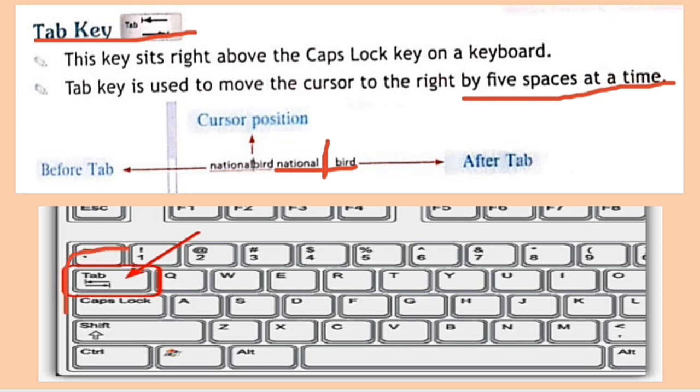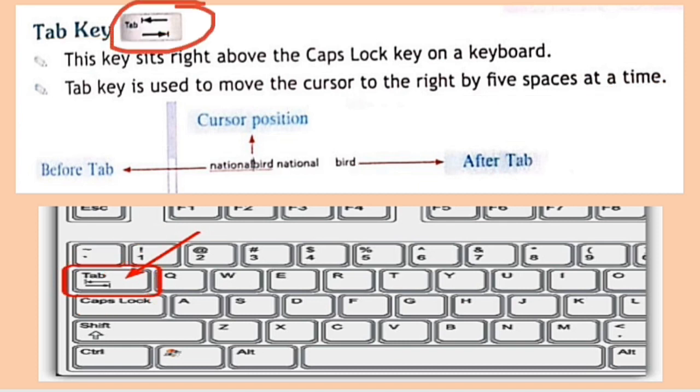This is the tab key here. It is above the caps lock key. The symbol of the tab key is this: one left arrow and one right arrow. Two arrows are there on this key. This is the symbol of the tab key.